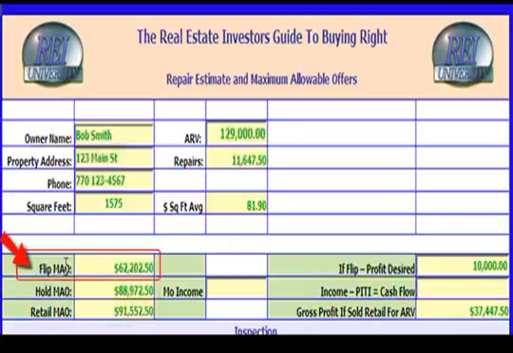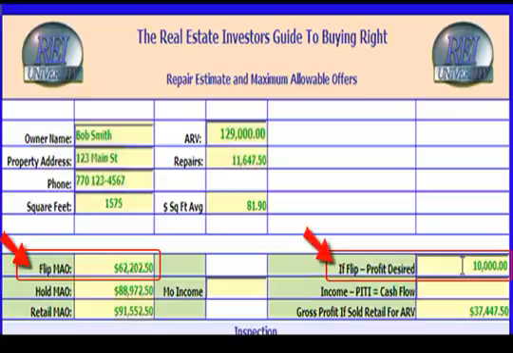strategy. The first category being flip, an offer for a flip strategy, which is simply if I want to sell this property for quick cash at a quick profit to another investor, or potentially an owner-occupant, it's just that most of the time that is an investor, then this is what I can pay for the property if I want to make $10,000 gross profit.